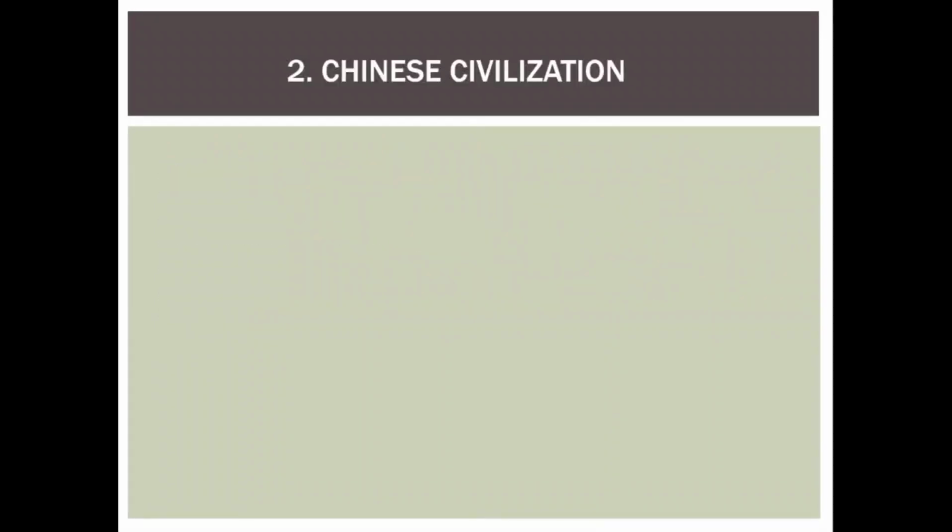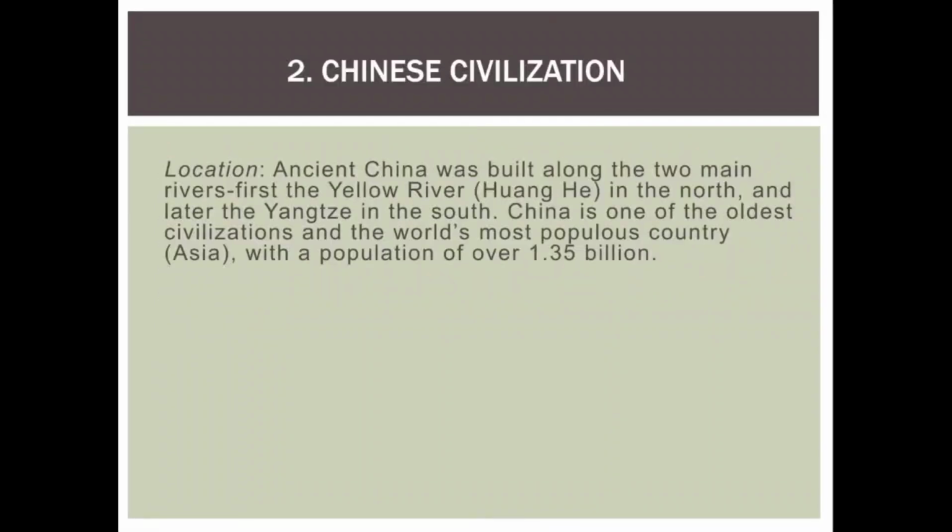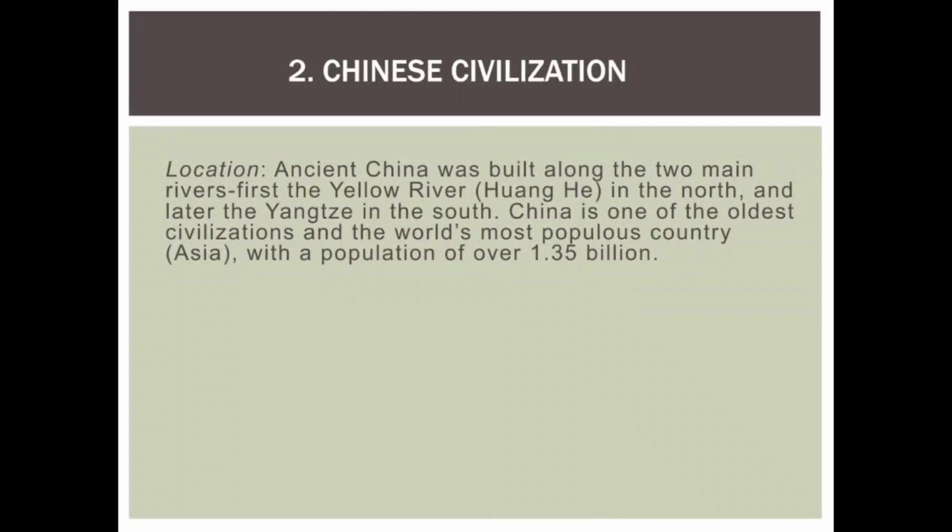Second is Chinese civilization. Ancient China was built along two main rivers: the Yellow River or Huang He in the north, and later the Yangtze in the south. China is one of the oldest civilizations and the world's most populous country in Asia, with a population of over 1.35 billion. Science, technology, and development of Chinese civilization.